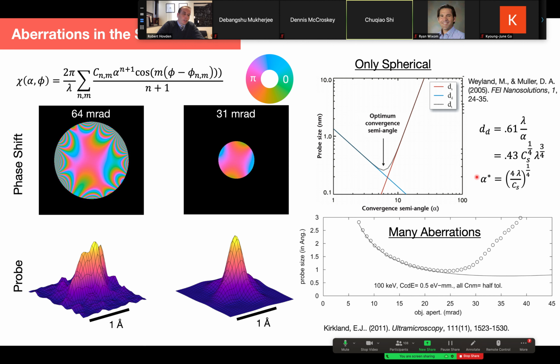Unfortunately, spherical aberrations are just one of many aberrations that exist in the electron microscope. However, the trend is nonetheless the same, even if it can't be determined analytically. Kirkland has shown in his paper some examples of this, where we see the probe size again get smaller and smaller as we increase our aperture size up to a point where higher order aberrations overtake and degrade the resolution of the microscope. For typical microscopes, the optimal objective aperture size will be between 20 and 30 milliradians.